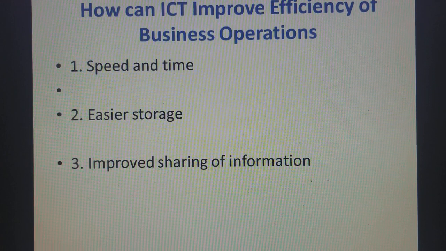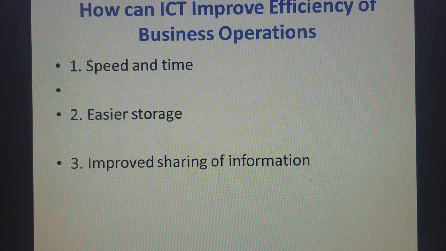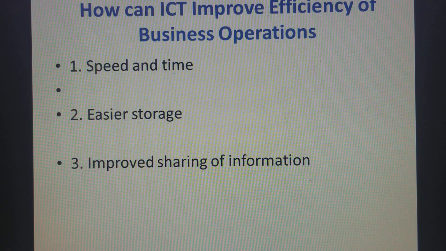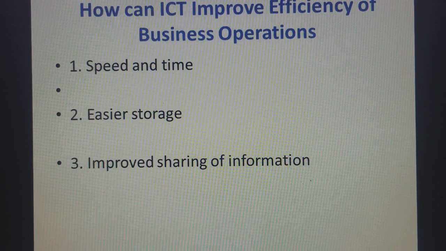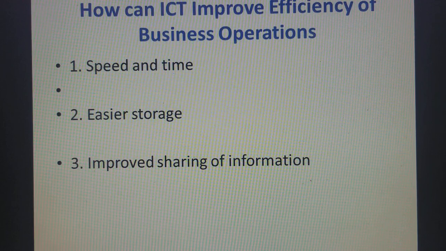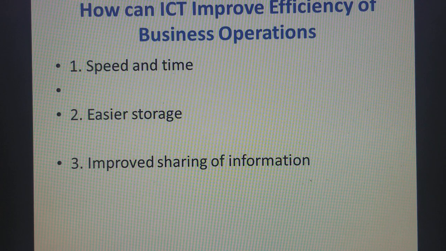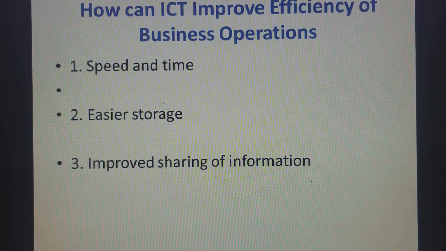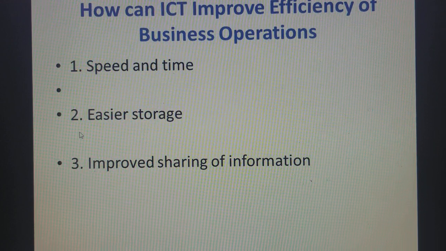Thirdly, it improves the efficiency of business operation in the sense that it improves the sharing of information. Prior to now, you were relying on the postal system, so letters took some days or weeks to move from one business to the next, and from one supplier to the business. But it improves the sharing of information through emails and other speedy networking systems. Teleconferencing and video conferencing can be done with meetings all over the world, with information being shared in real time.